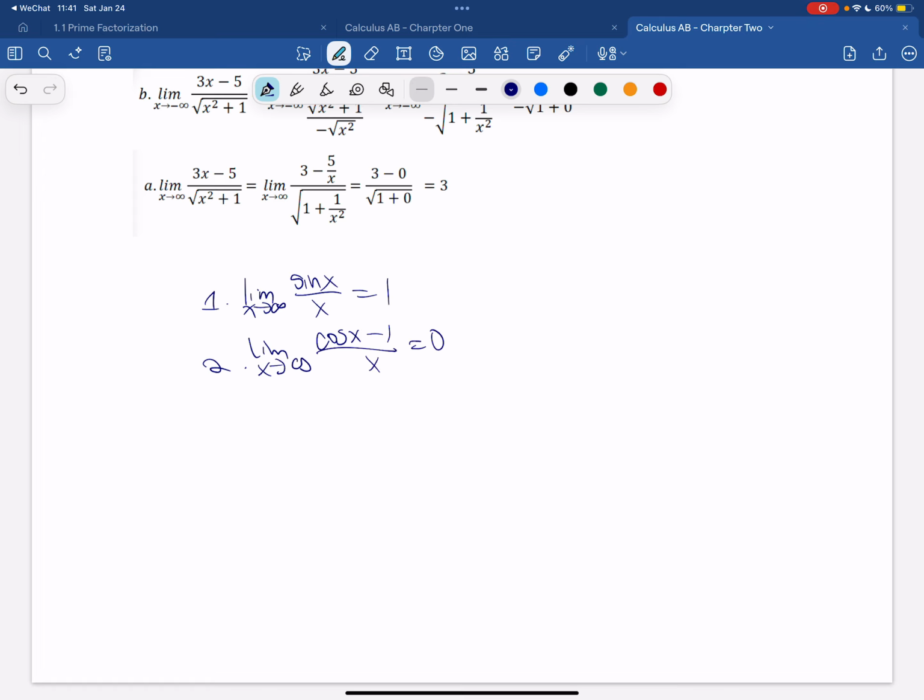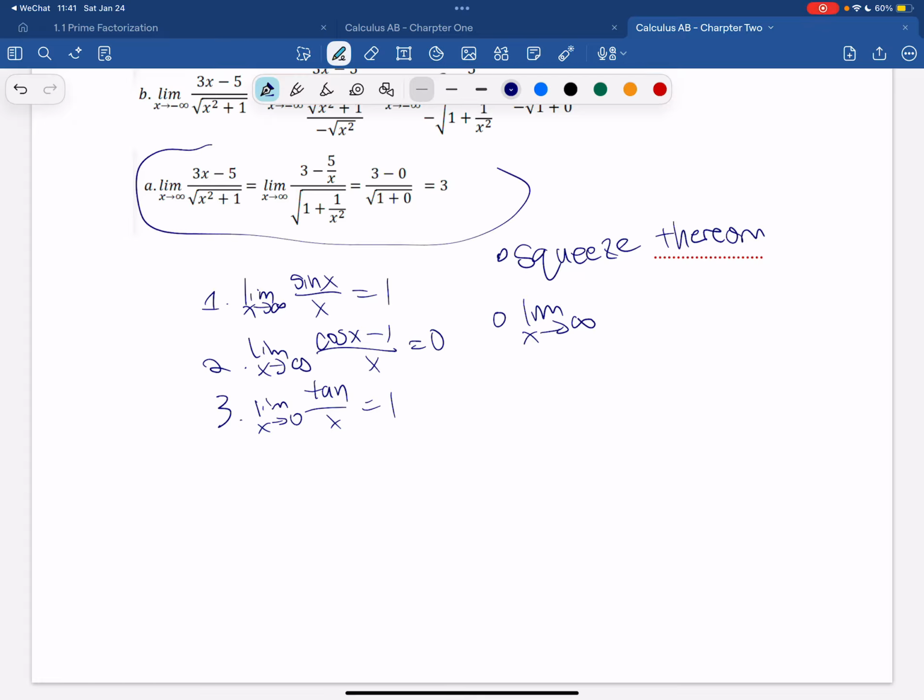And then here, just one more: the limit as x approaches infinity of tan x over x equals 1. And we just talked about the squeeze theorem. And finally, we also talked about the limit as x approaches infinity. For example, we just use the cutting method like this: 3 over 1, 3, right? So that's it for Unit 2, and I'll see you in Unit 3.